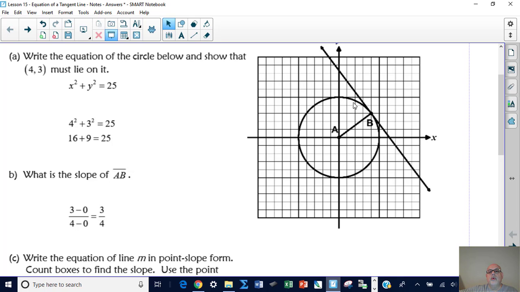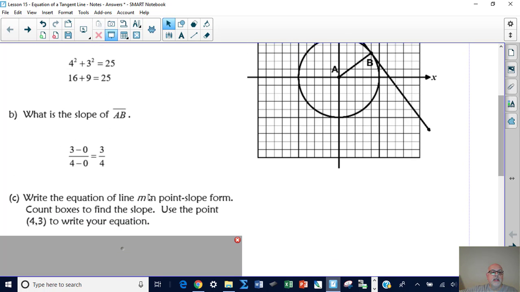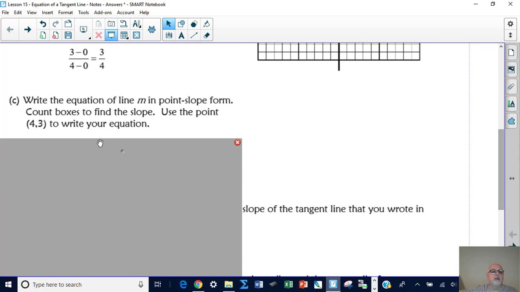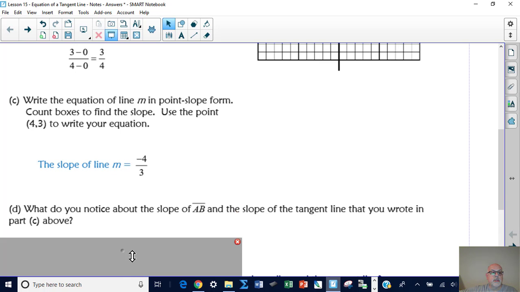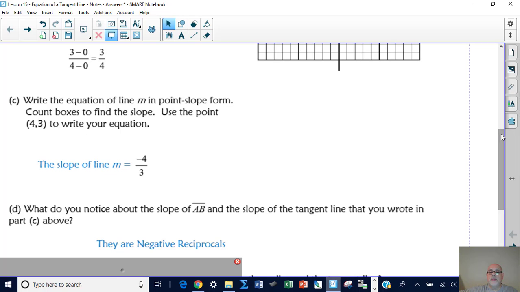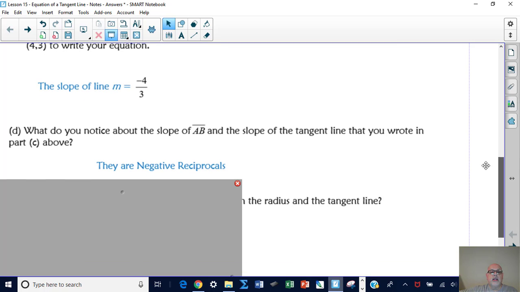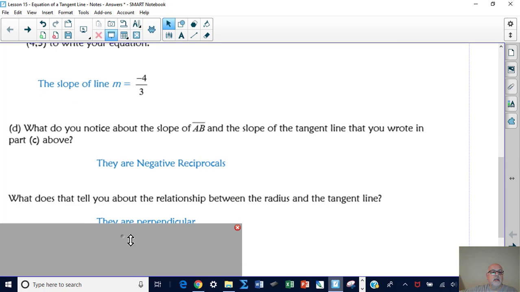Down 4 over 3, down 4 over 3. Okay. So the slope of that tangent line is negative 4/3. So what do we know about those two slopes? Those two slopes are negative reciprocals, 3/4 and negative 4/3. If they are negative reciprocals, in fact, then the radius and the tangent are perpendicular at that point where the radius and the tangent meet on the circumference of the circle.